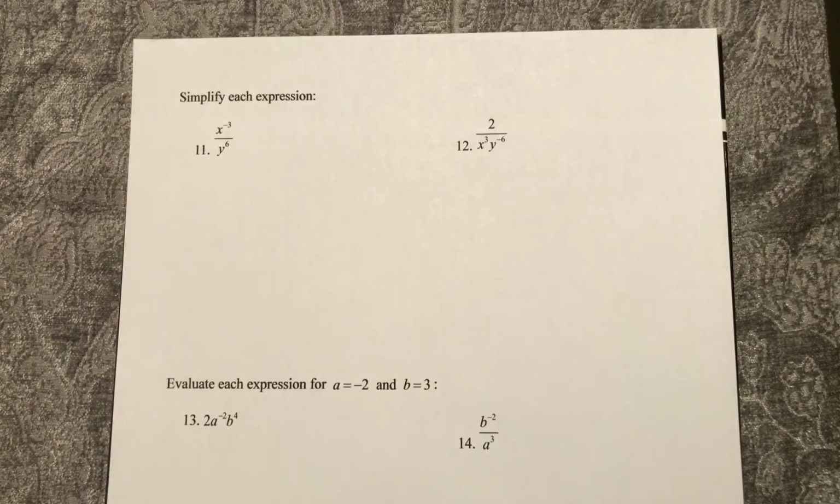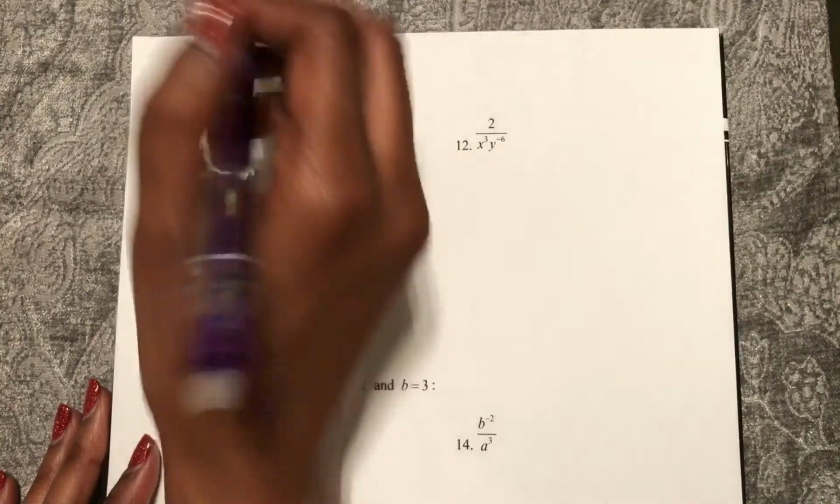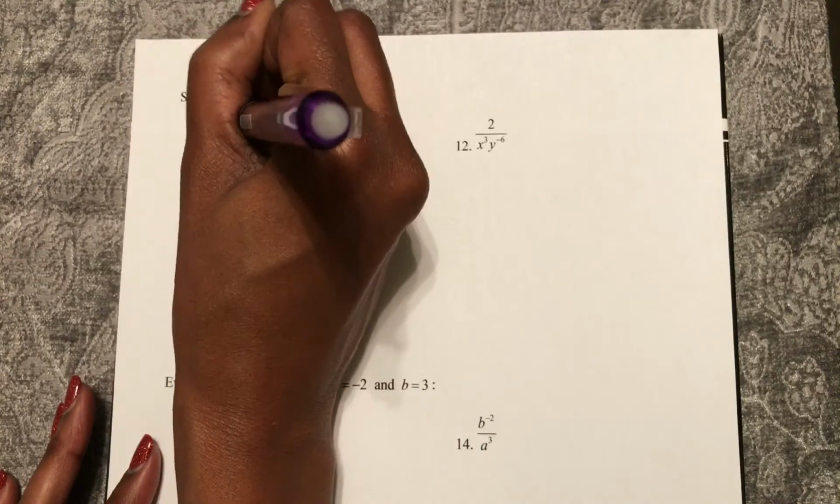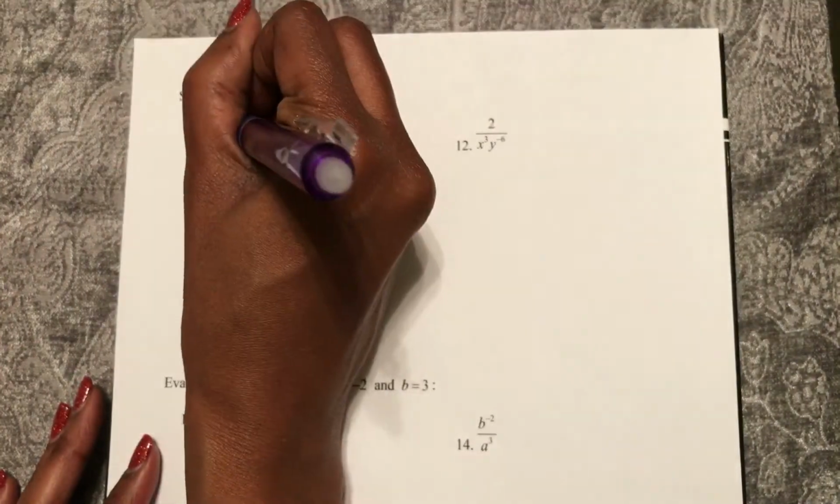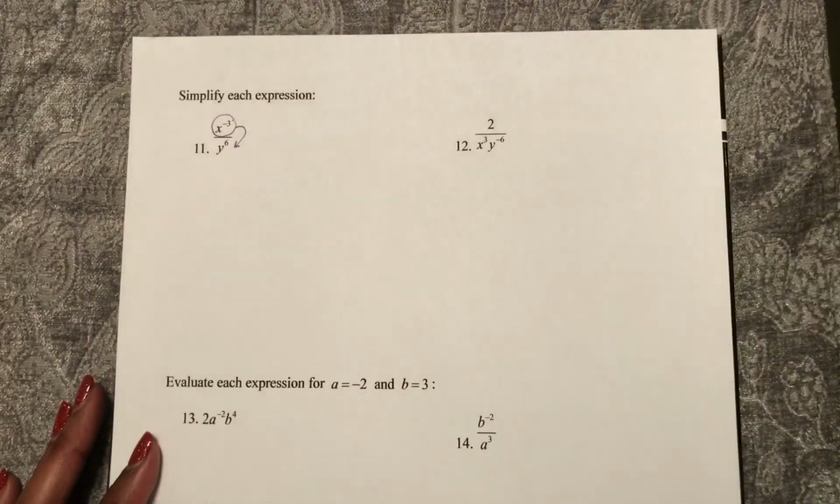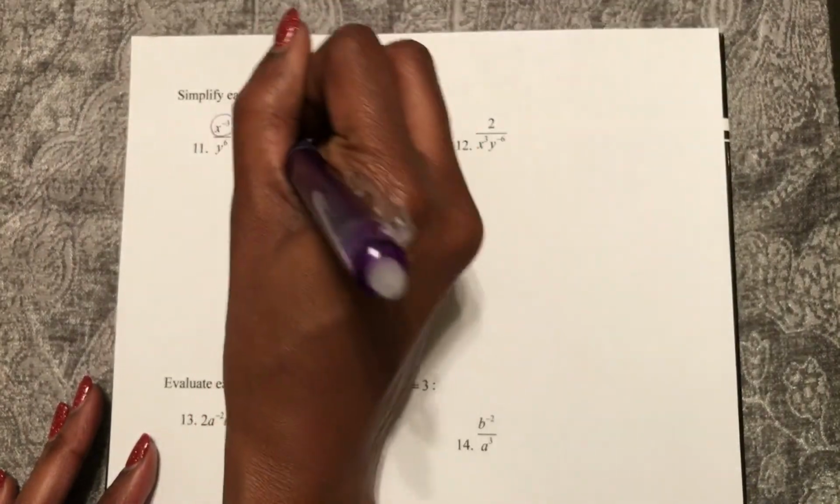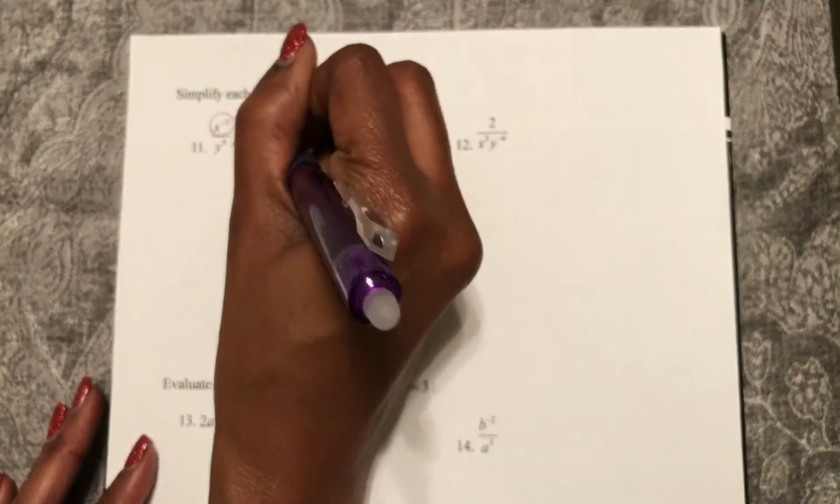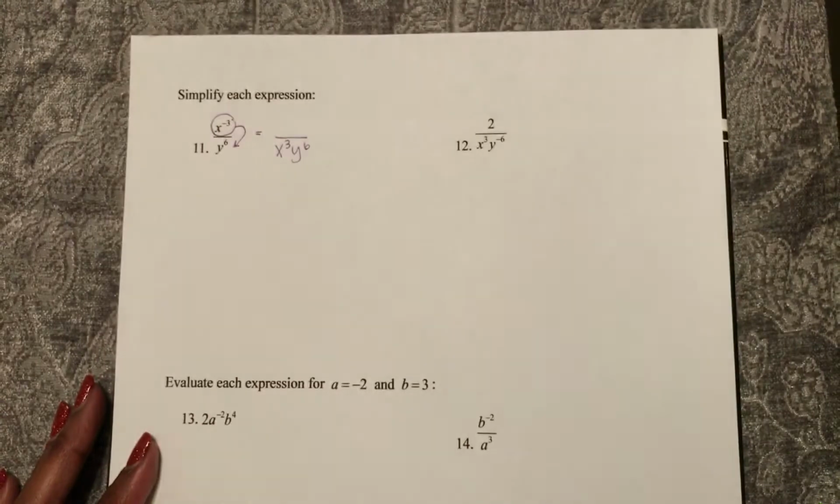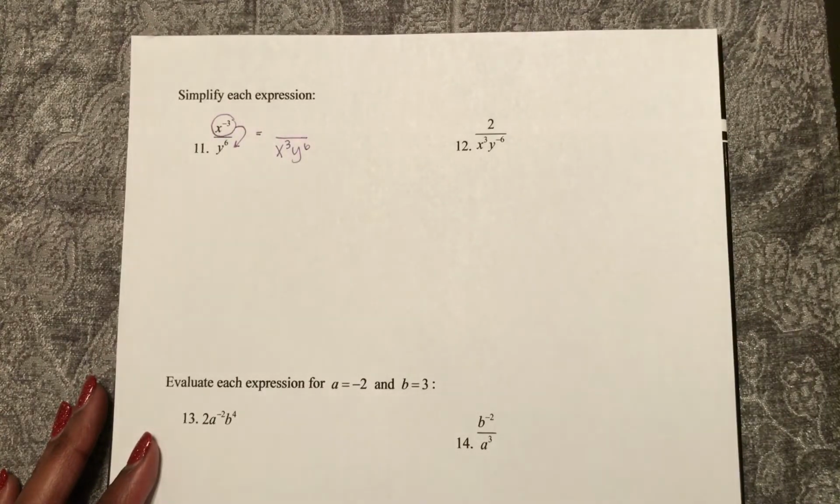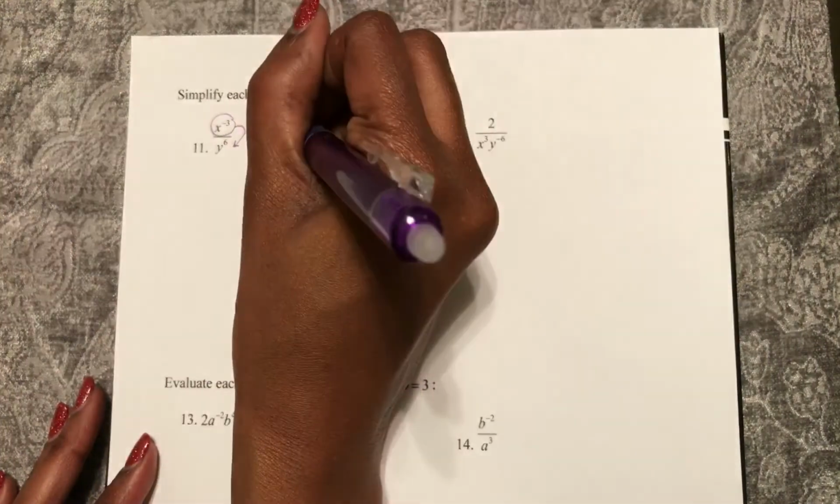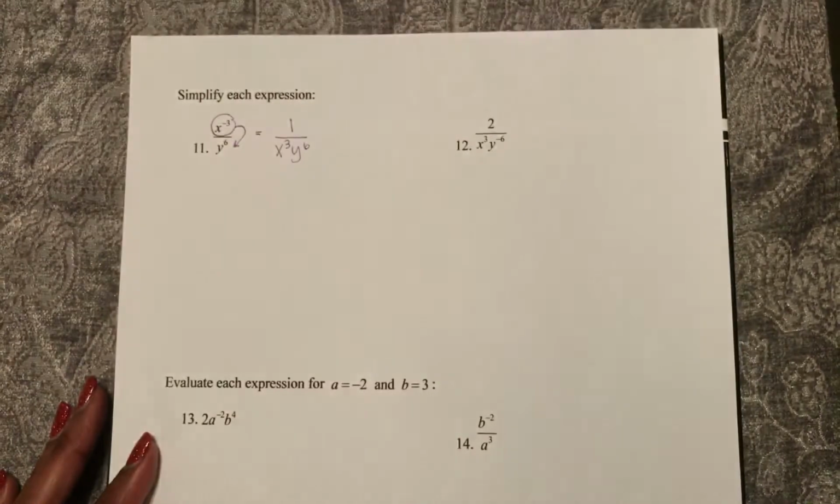Let's continue on with a couple more examples where we are simplifying each expression. So here, once again, I have a negative exponent in my numerator. I'm going to move that down to my denominator to make it positive. So now in my denominator, I have x to the positive 3, y to the positive 6. And what's left in my numerator after I move my term down? 1.